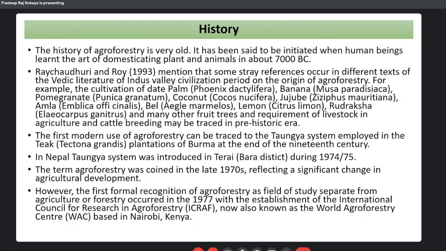The term agroforestry was coined in the late 1970s, reflecting a significant change in agricultural development. However, the first formal recognition of agroforestry as a field of study separate from agriculture and forestry occurred in 1977 with the establishment of the International Council for Research in Agroforestry, ICRAF, now also known as the World Agroforestry Center, based in Nairobi, Kenya.